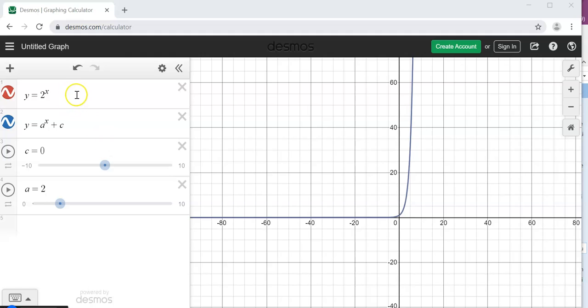So again, I've got my curve y is equal to 2 to the power of x in red, and this is just sitting behind this blue curve at the moment. So I've got my a to the power of x set to 2, and then we're going to manipulate this value for c. So you can see this curve moving up as we increase the value of c, and then moving back down again as we decrease the value of c. So this is our vertical translation for exponential graphs.